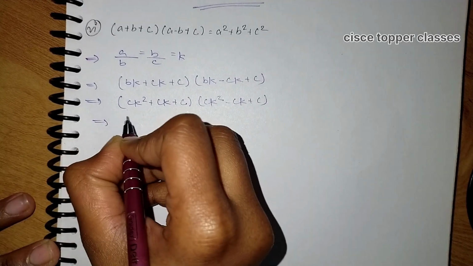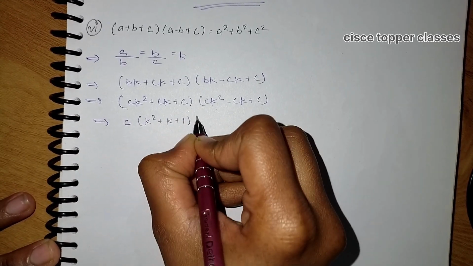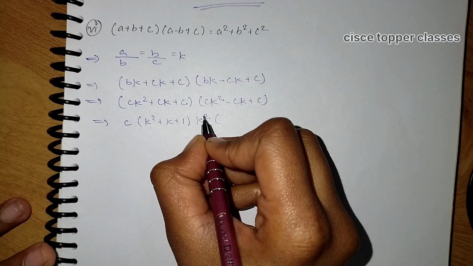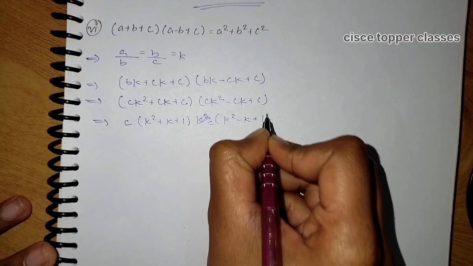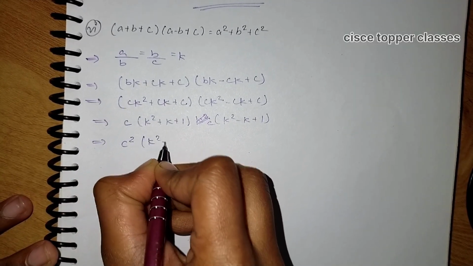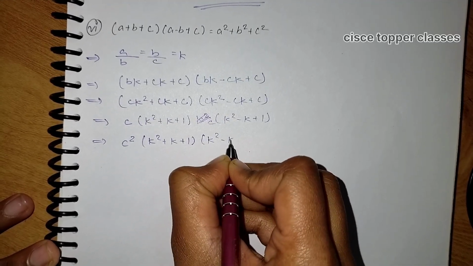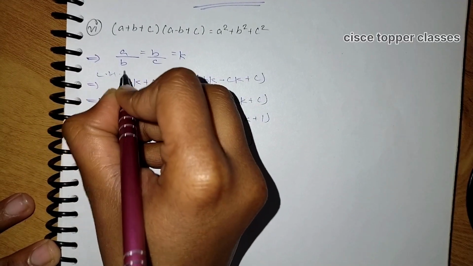Taking C common, it will become C as common, K square plus K plus 1. Then again K square is common. Then, sorry, we will take C common again, so it will become K square minus K plus 1. So it can be written as C square, K square plus K plus 1, and here K square minus K plus 1. This is the LHS part we have solved here.